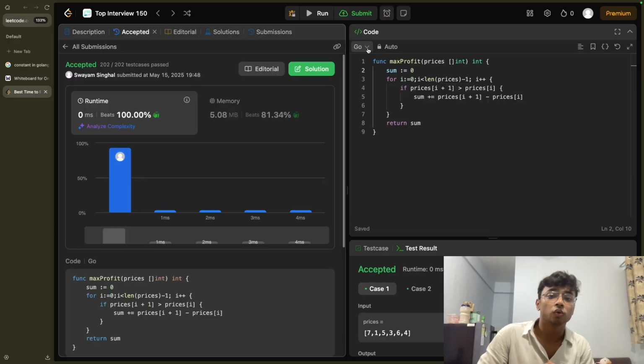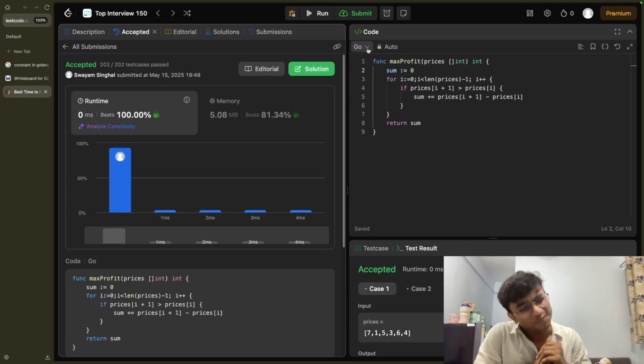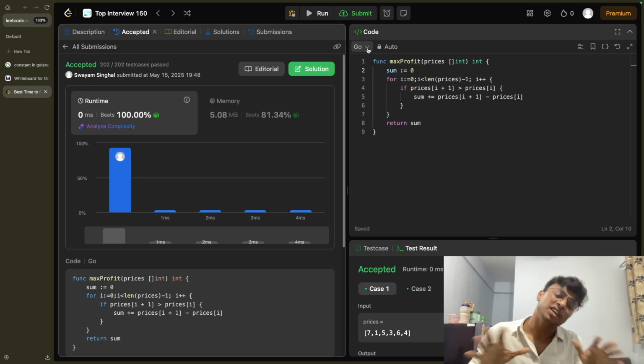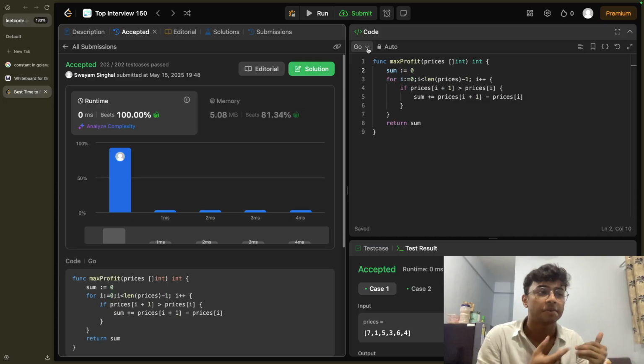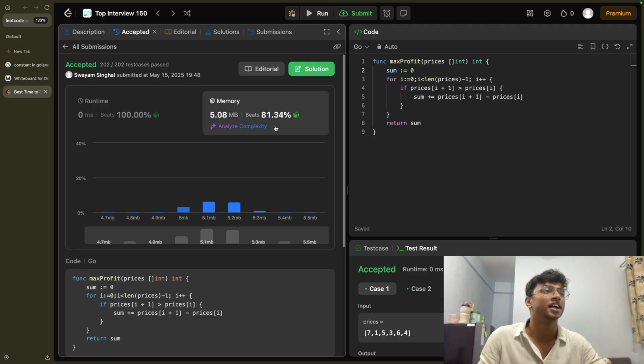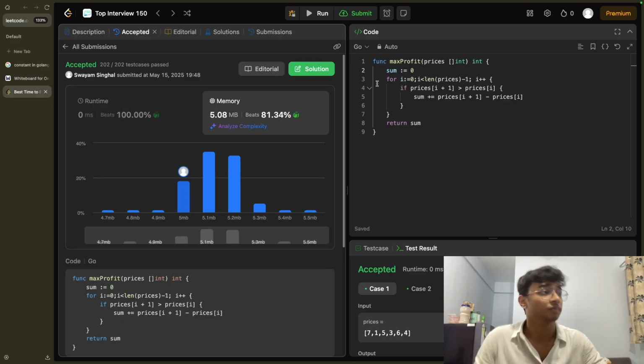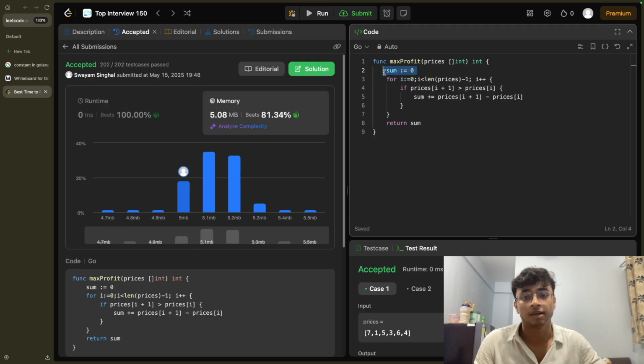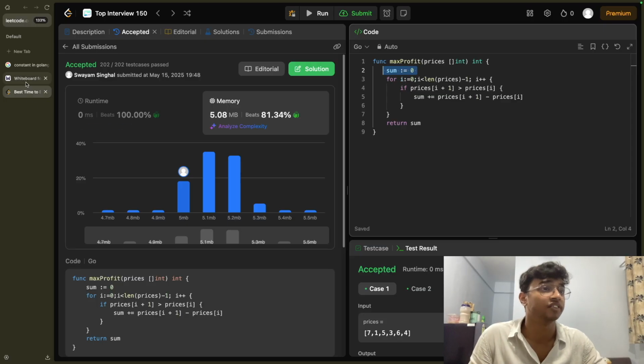Now let's go on to the second solution, which is a little bit of an overkill and it might be a little bit difficult to understand, but I'll try my best to explain it to you. So let's get straight into it. We are able to beat 100% in runtime here and 81% in memory, which is good. We are only using a single variable as memory, so it's the best we can do. I mean, we can't do any better than that anyway.